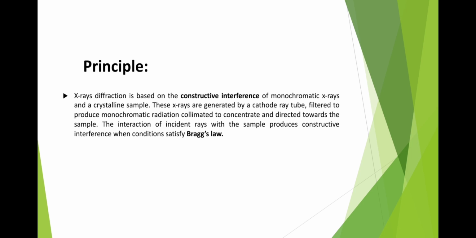X-ray diffraction is based on the constructive interference of monochromatic X-rays and a crystalline sample. These X-rays are generated by a cathode ray tube, filtered to produce monochromatic radiation, collimated to concentrate, and directed toward the sample. The interaction of the incident ray with the sample produces constructive interference when conditions satisfy Bragg's law.